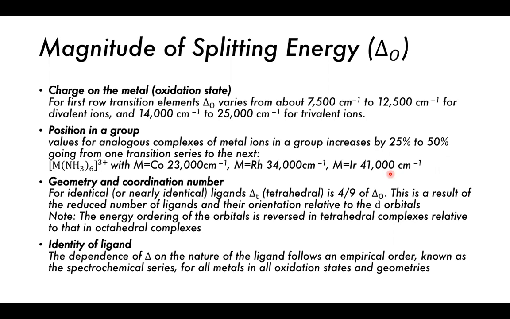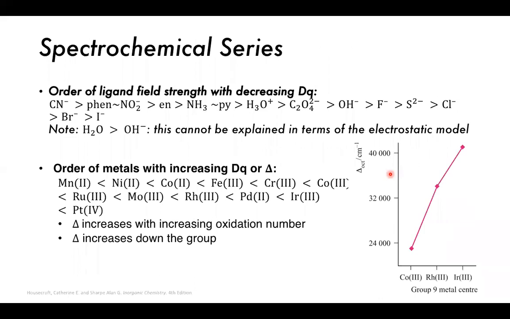And then, of course, the identity of the ligand is also important, because the dependence of the splitting energy on the nature of the ligand follows an empirical order known as the spectrochemical series, for all metals in all oxidation states and geometries. So this is the order of ligand field strength with increasing Dq, the splitting energy, going from cyanide, which has the most effect, all the way through iodide having the least. Note that water has a larger effect than hydroxide, and this can't really be explained in terms of the electrostatic model. It needs to be explained in other ways, which we will get onto in the next part.